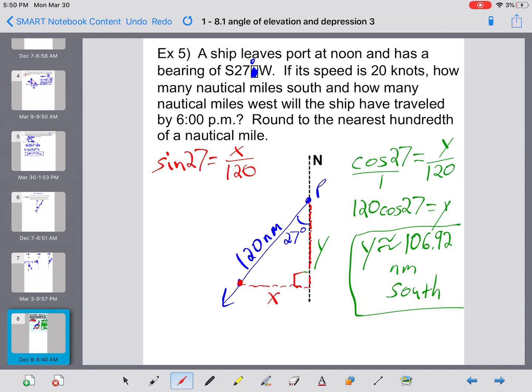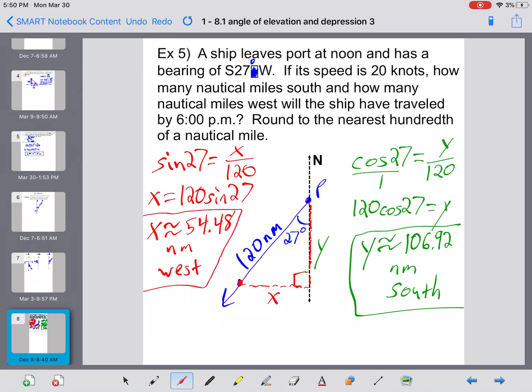Now, you could have also done Pythagorean theorem because you knew 2 out of the 3 sides of the right triangle. I prefer just setting up a sine or a cosine equation. So x equals 120 sine of 27. I'm going to type this one into my calculator real fast, and that should get us a distance of 54.48 nautical miles west of the port.